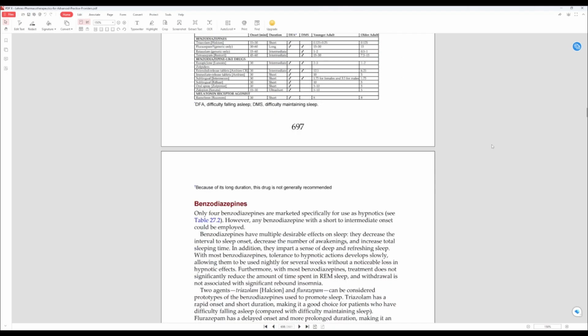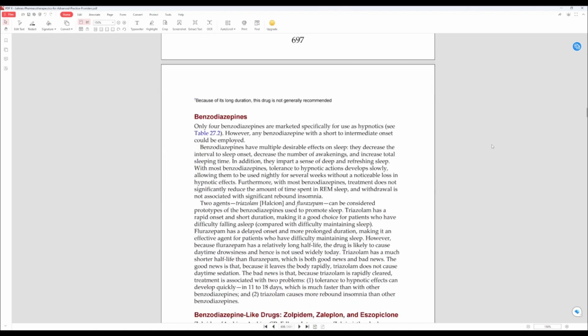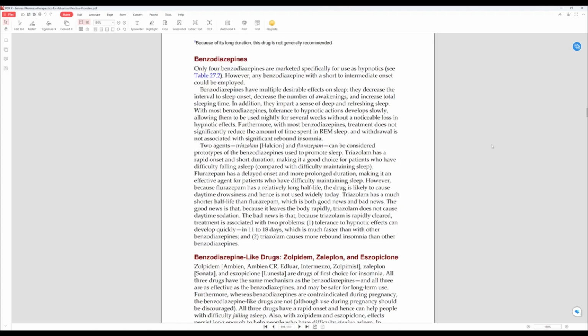So we're going to come back to benzodiazepines for just a moment. Only 4 benzodiazepines are marketed specifically for use as hypnotics. However, any benzodiazepine with a short to intermediate onset may be employed. Benzodiazepines have multiple desirable effects on sleep. They decrease the interval to sleep onset, decrease the number of awakenings, and increase the total sleeping time. In addition, they impart a sense of deep and refreshing sleep.